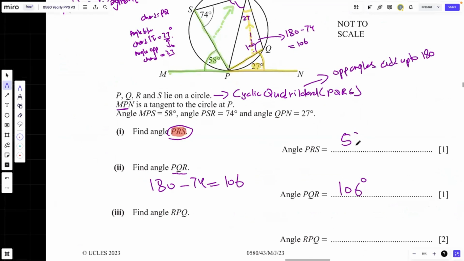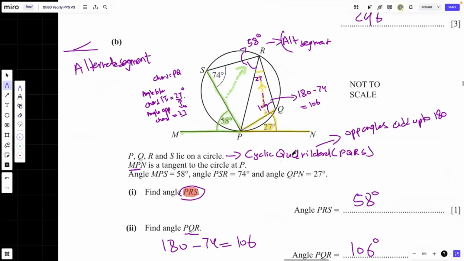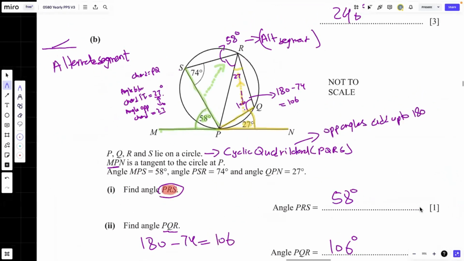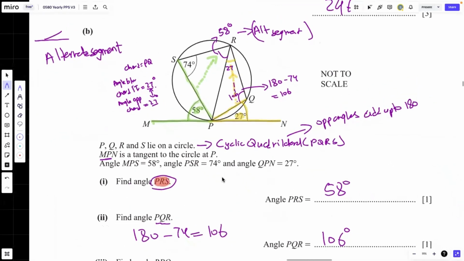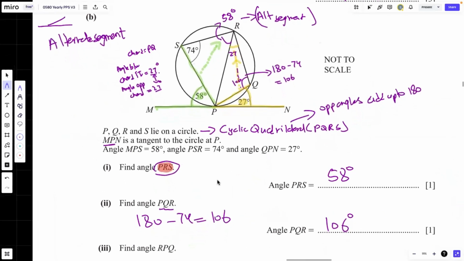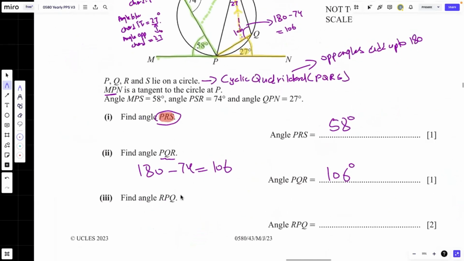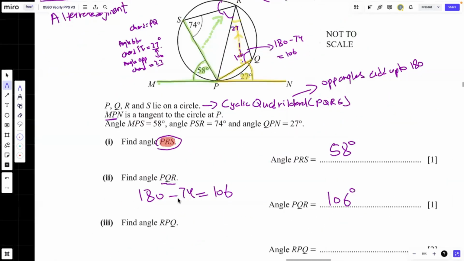So this is going to be 58 degrees. And so one marker, so you're just good to go with the answer itself. You do not need to write the reason here. The same property we just applied, the alternate segment or the chord tangent property. You can call it that as well.